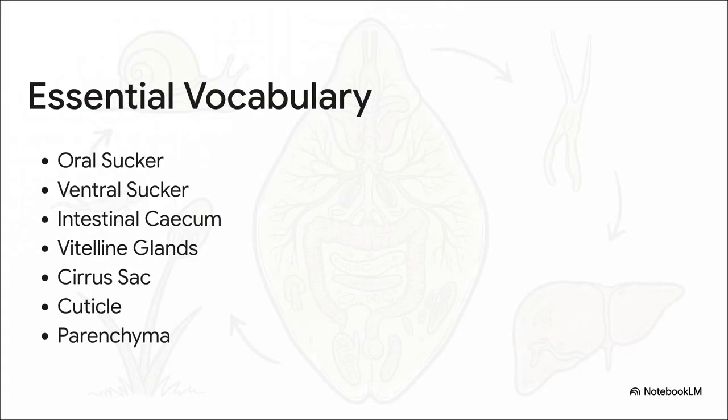And finally, this is very important. Here is a list of the essential English vocabulary from today's session. You absolutely need to know these for your exams. Practice spelling them, practice saying them, and make sure you know what each part does. They are oral sucker, ventral sucker, intestinal caecum, vitelline glands, serous sac, cuticle, and parenchyma.